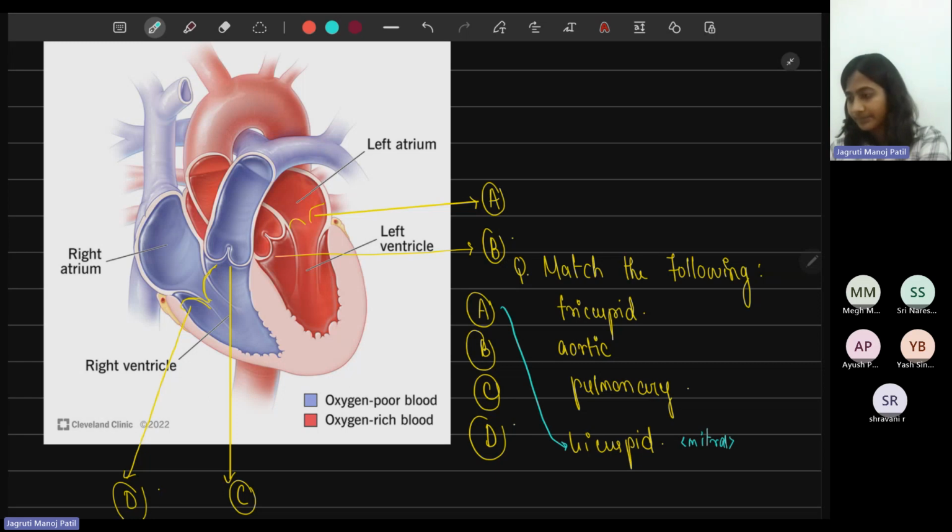What is B? What is B? I mistakenly wrote it correctly. So B is aortic, C is pulmonary. What is left? D is tricuspid. Tricuspid, yes. Okay.